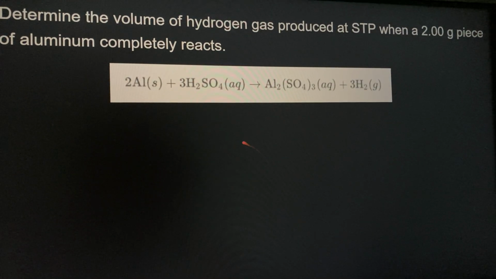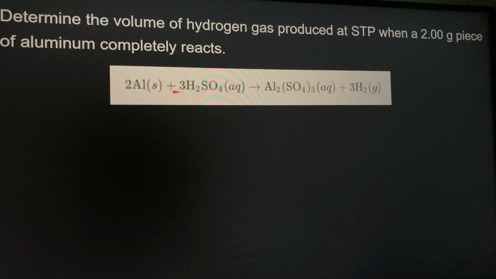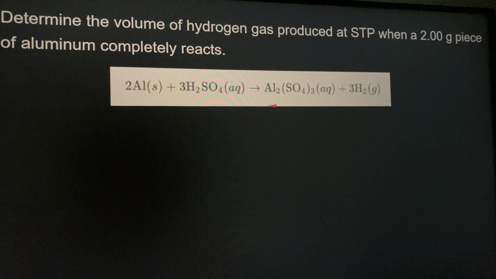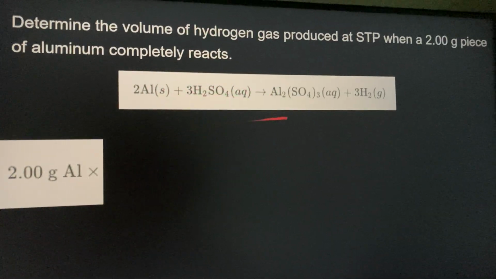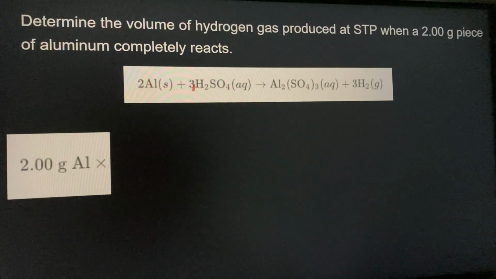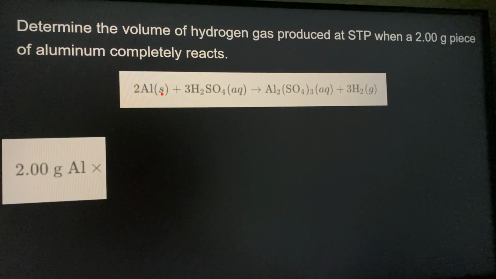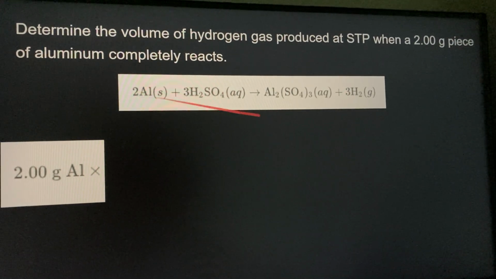All right, so first we're going to start off by balancing the equation and writing it out. Understanding which compounds and how many moles is very important. So we're going to start off with our given, 2 grams of aluminum, and we have to identify what we're trying to find. We're trying to find hydrogen gas, so we're trying to find this. So given this, trying to find that.